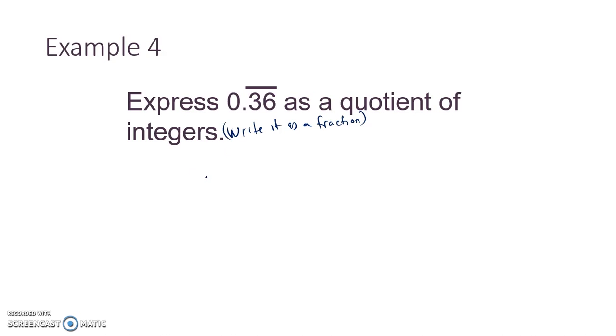So, first thing they said to do was set our repeated decimal equal to x. Easy enough. X equals our repeated decimal. That's all we have to do.